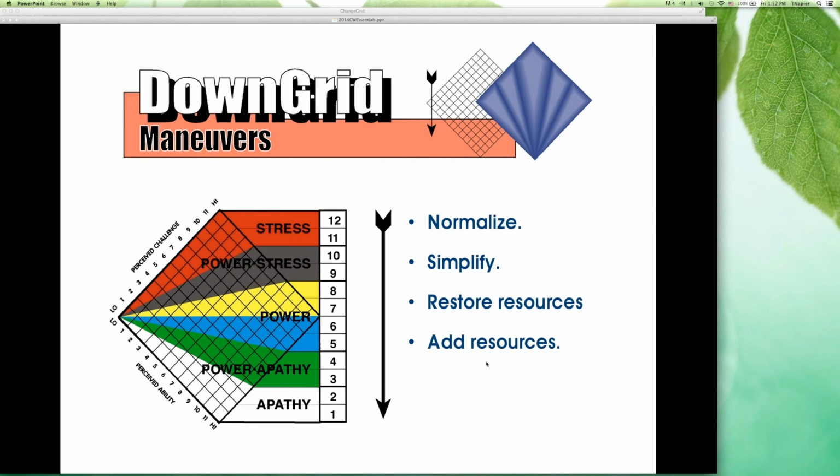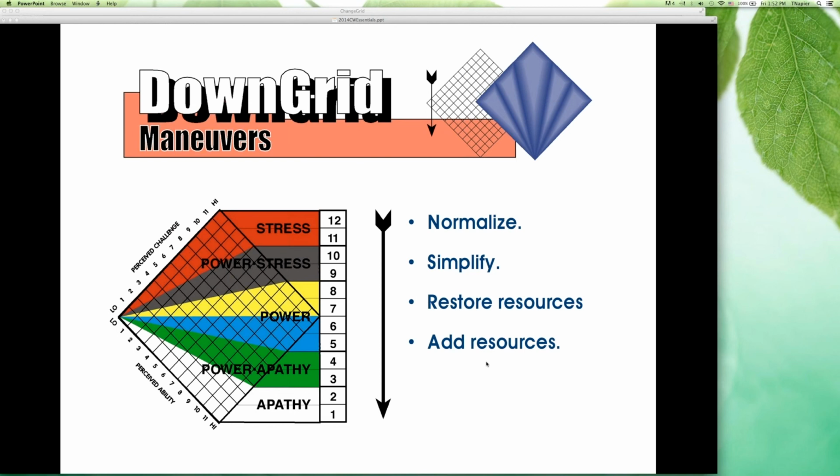If the person is up in stress and we just want to move them to power stress, that's a very short trip. So we just do maybe one of these downgrid maneuvers. It could be very easy. A little bit of normalizing could move someone from stress down to power stress.